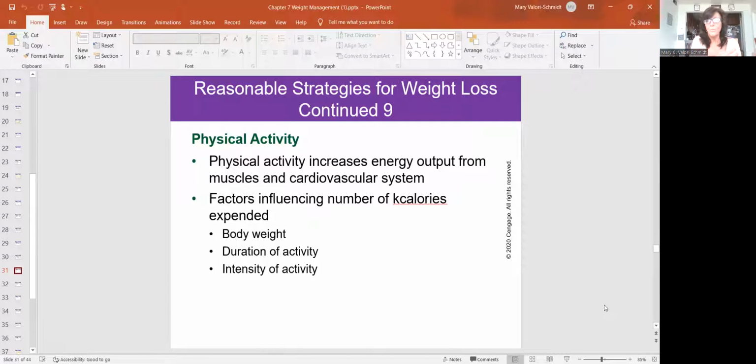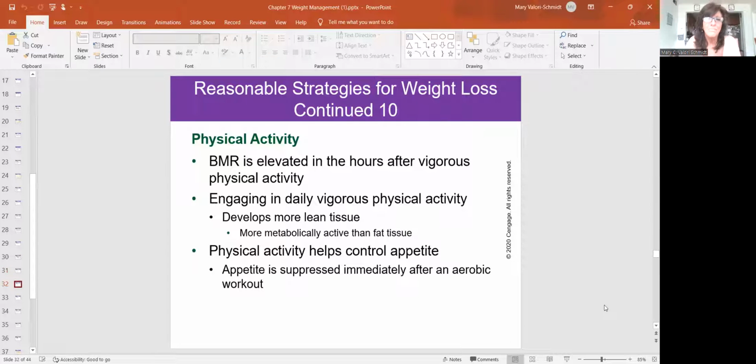And physical activity, so more begets more. The more that you do, your energy output from your muscles and your cardiovascular system will increase, and you'll feel better. And another happy side effect is endorphins usually will get released, and that's better than a Zoloft or a Prozac. And again, factors that influence the number of calories that you spend and that you need: your body weight, the duration of the activity, and the intensity of the activity. So these all have to be kind of custom made for you, because you are not like anybody else.